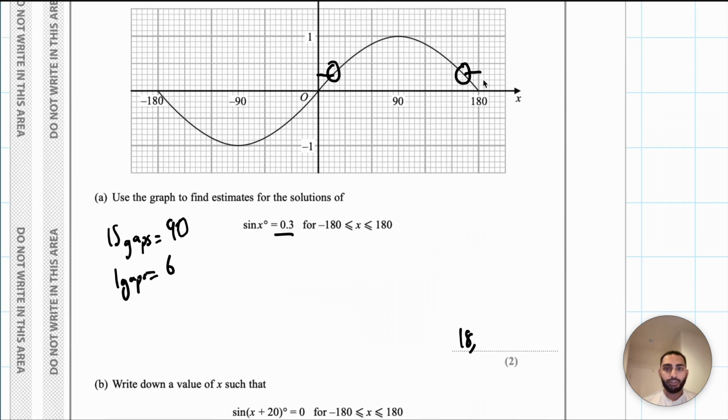And then I can just use reflections. So I know this is the middle. And I've got this point, which will be 180, take away 18, which would be 162.